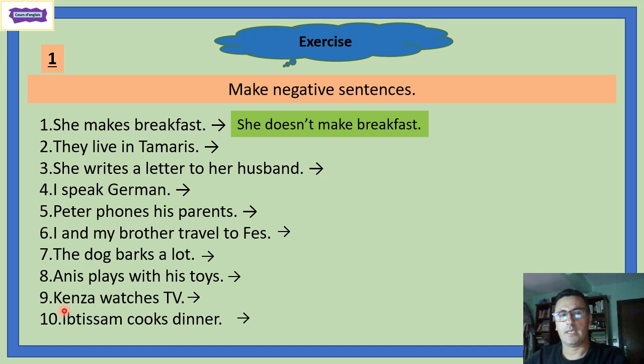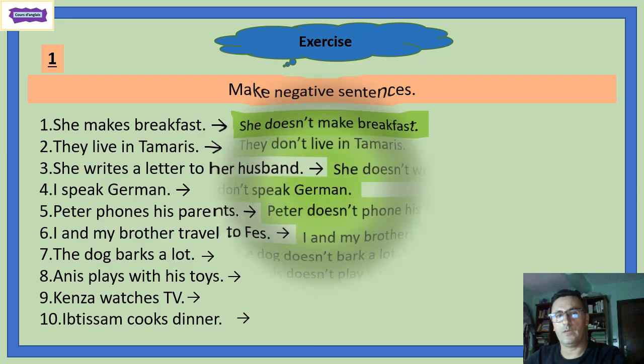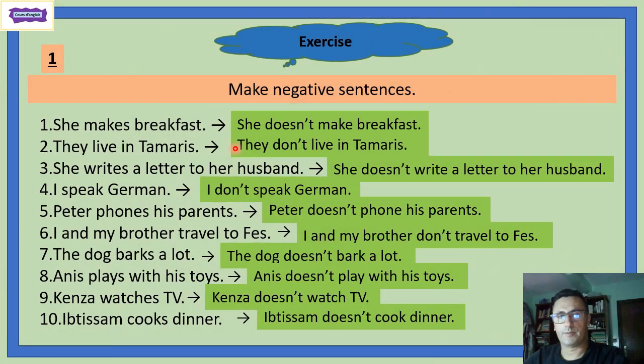9. Kenza watches TV. 10. Ibtisam cooks dinner. Voilà la réponse. Pour la première phrase, c'est déjà fait. She doesn't make breakfast.